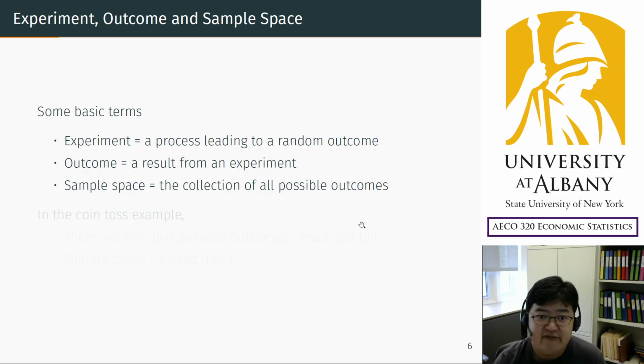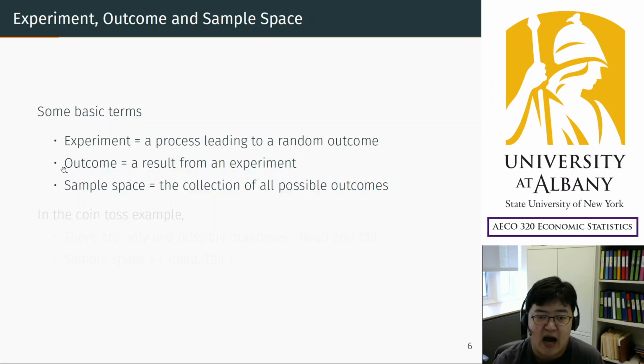So let me define those basic terms. First, experiment. This is just literally an experiment. There is no additional meaning in statistics. Experiment is a process leading to a random outcome. It can be like rolling a dice, it can be like a coin toss, whatever. But you have to define that to define a probability.